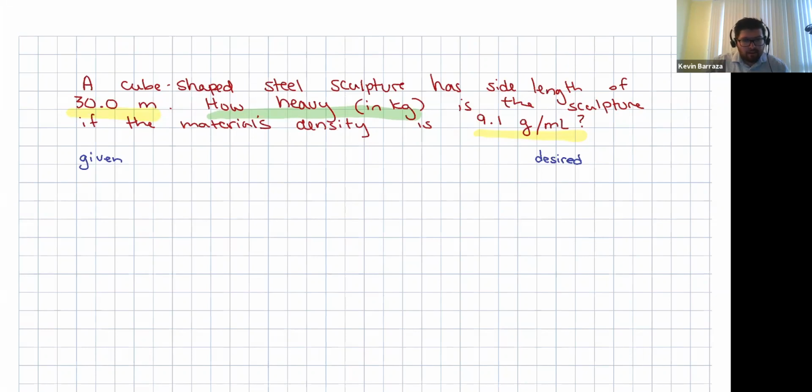And like I was saying previously, it's good to be organized. What was given to us in terms of numbers with units from the question? What do we desire from this question? So in this case, we were given that the side length is 30 meters. We were given that the density is 9.1 grams per milliliter. We desire the mass of the object in kilograms.